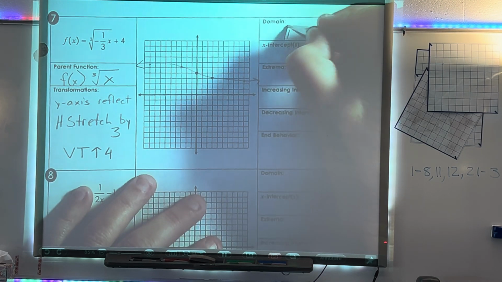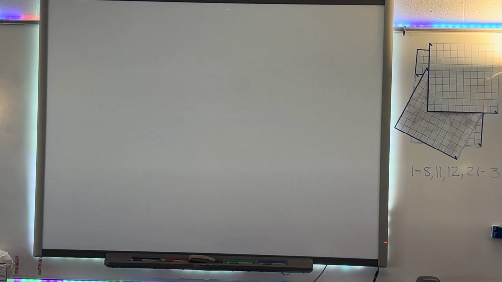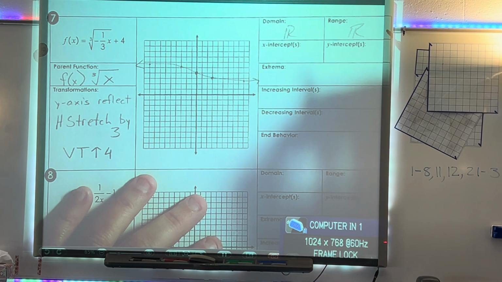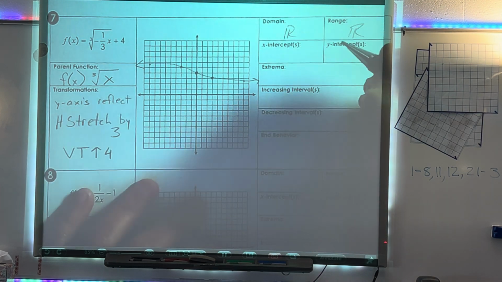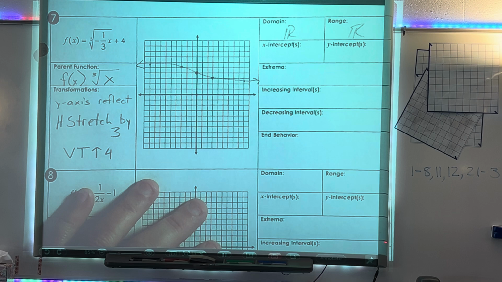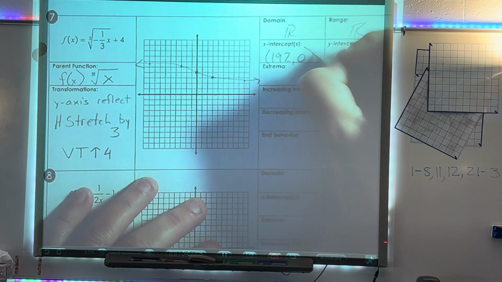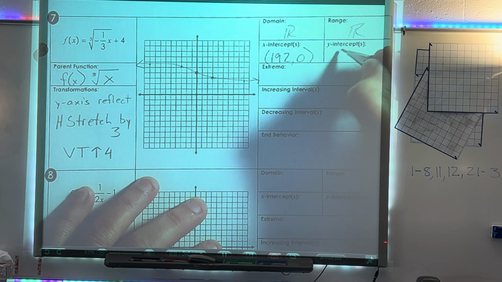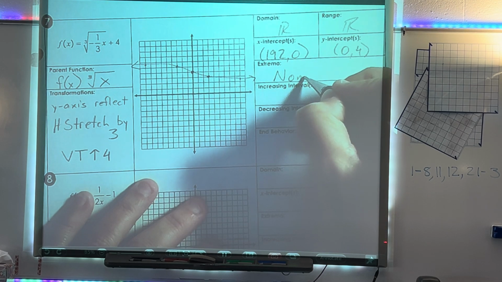Domain and range, both all reals there. X-intercept, oh my gosh, it's going to be huge. Okay, wait, hang on, I'm going to find it. Yeah, it's huge, 192, big number. Y-intercept, you like doing at 0 and 4, I was having fun.